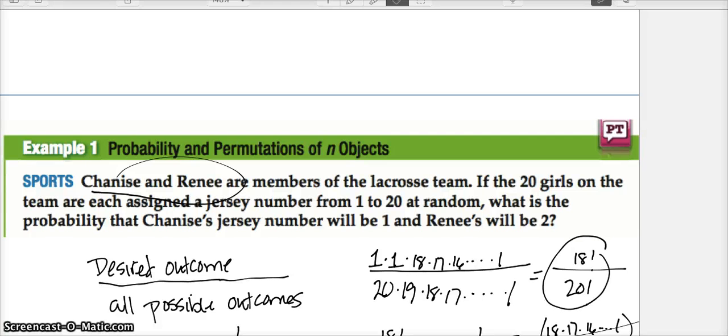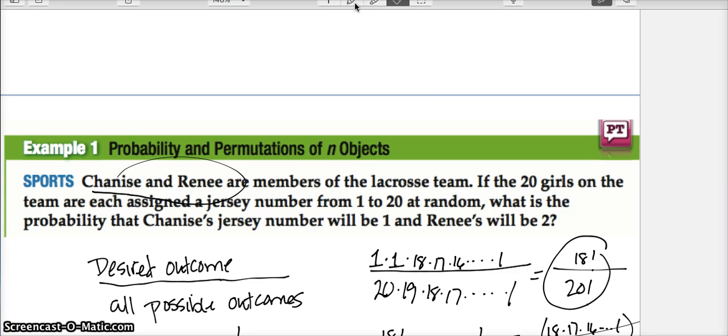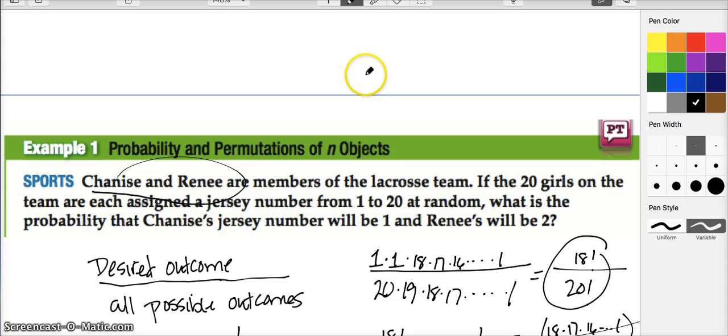Okay, so let's think about this example in a different way. If I think about this example, really my possible outcomes weren't all of this. That's my possible outcomes for everyone. My possible outcomes for the two young ladies that I was talking about in the beginning, Shanice and Renee, would have been 20 times 19.